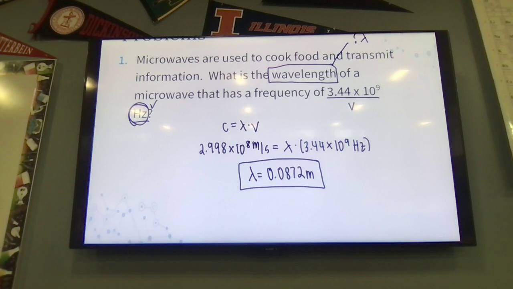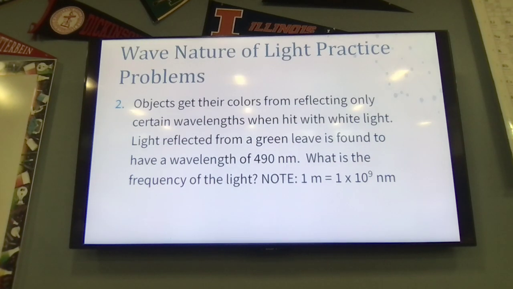I feel like it's plug equations in. All right, so it says objects get their colors from reflecting only certain wavelengths of light when hit with white light. So the color you see on objects is because they're reflecting a certain wavelength at your eye. And then your eye is like, oh, that's green. Or, oh, that's orange.